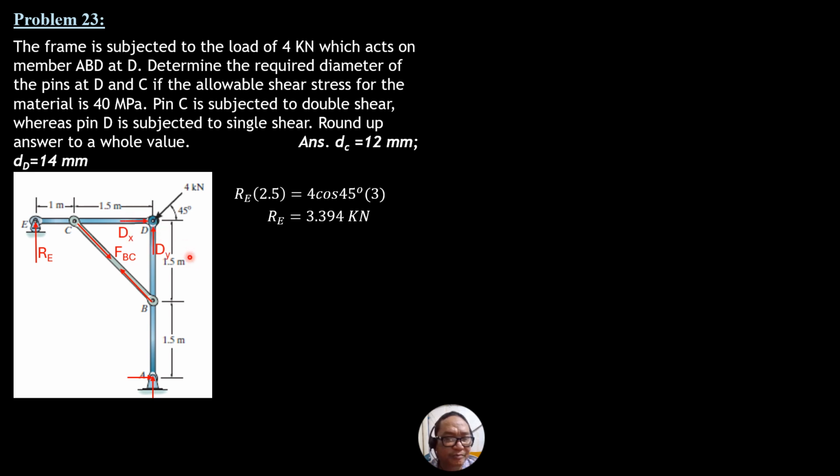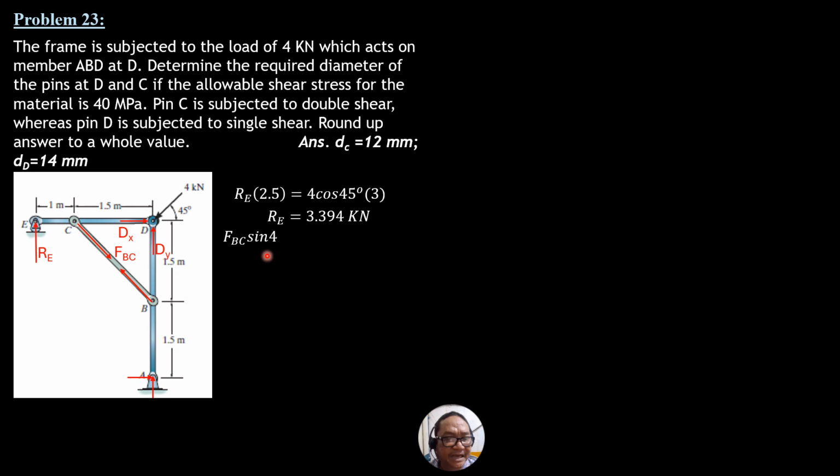Those are the assumed direction of reaction components. Summation of moments about D equals 0. So the angle here is 45 degrees because the sides are equal, 1.5 and 1.5. So F sub BC times sine 45 degrees times 1.5 equals R sub E 3.394 times 2.5.